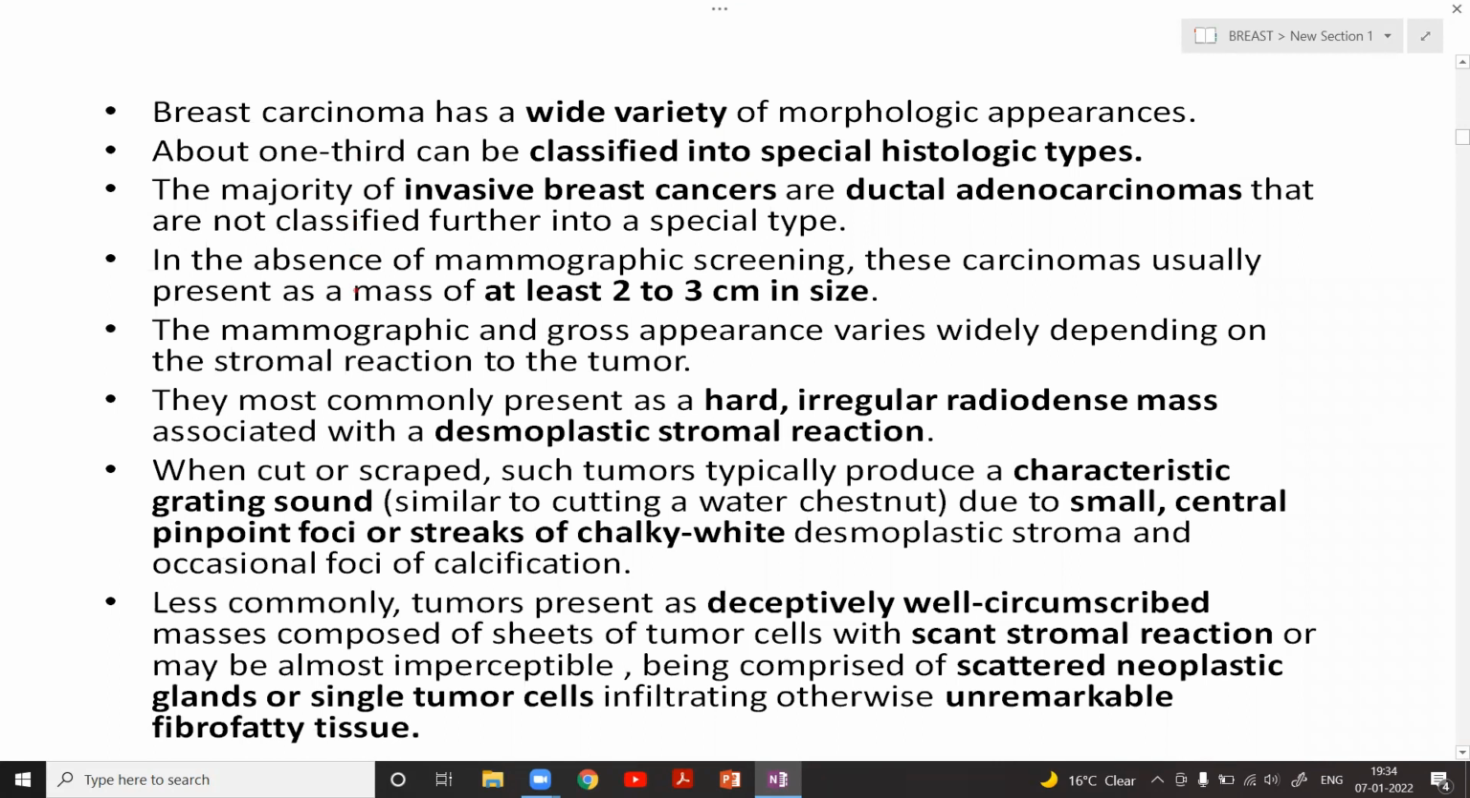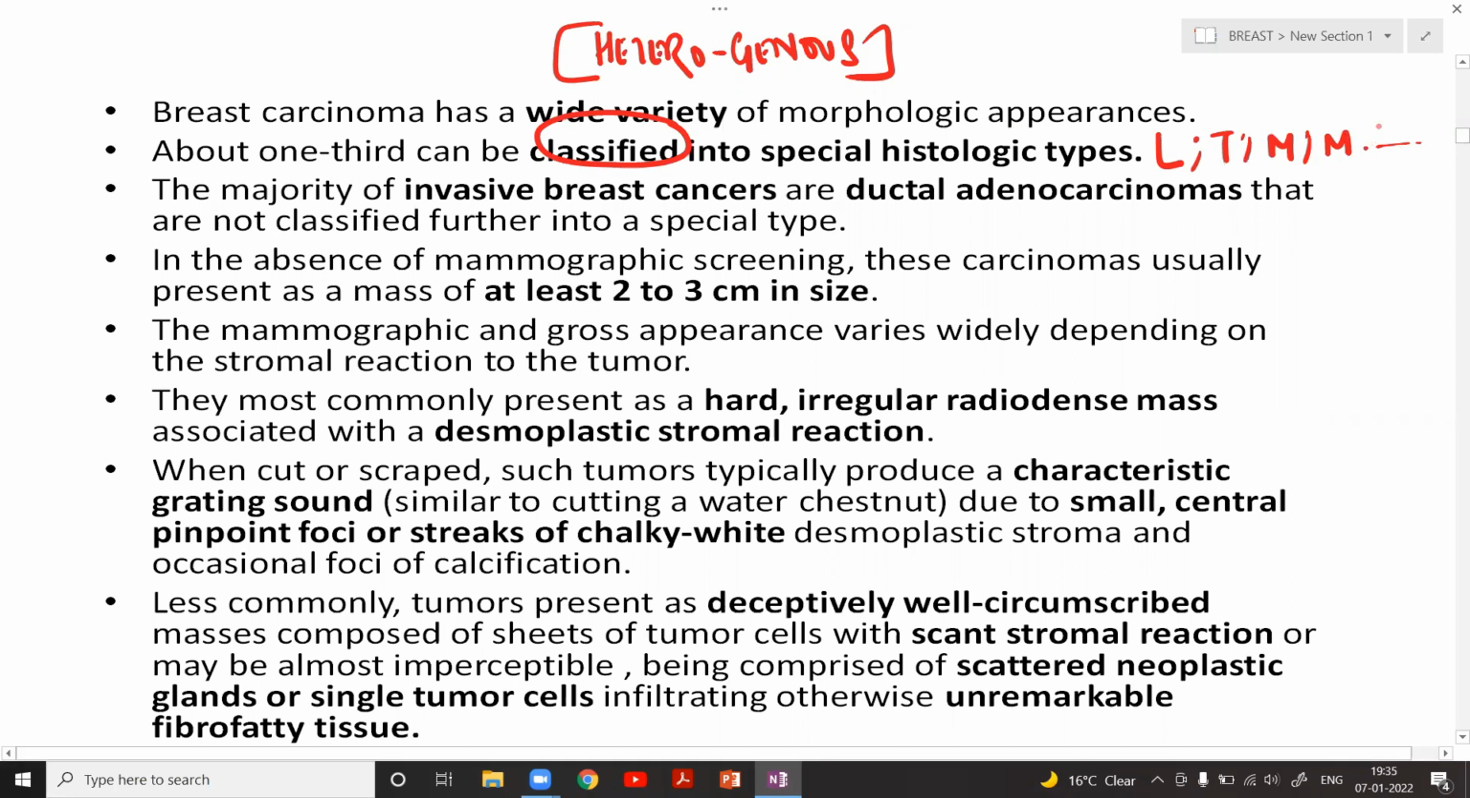Very importantly, we have to understand one very important factor, that breast carcinomas can present in a variety of ways. That means that breast carcinoma is quite heterogeneous in nature. Okay, so they have a wide variety of morphological appearance, both gross and microscopic, and they have many special types. For example, there's lobular carcinoma of the breast, tubular variety, mucinous variety, then there is a metaplastic variety, and apocrine breast carcinoma. So there are multiple special types that we are also going to discuss in today's lecture.